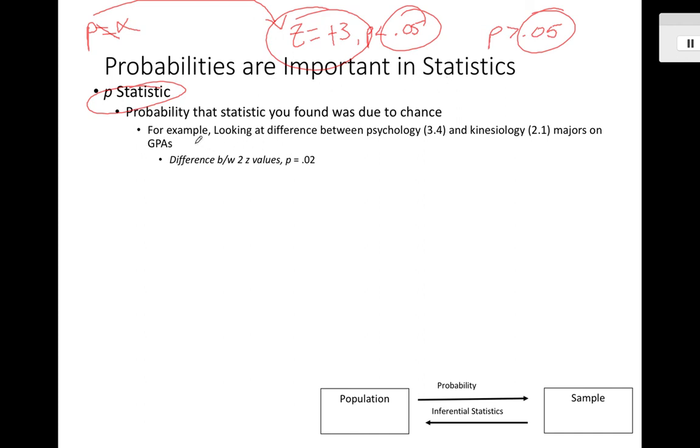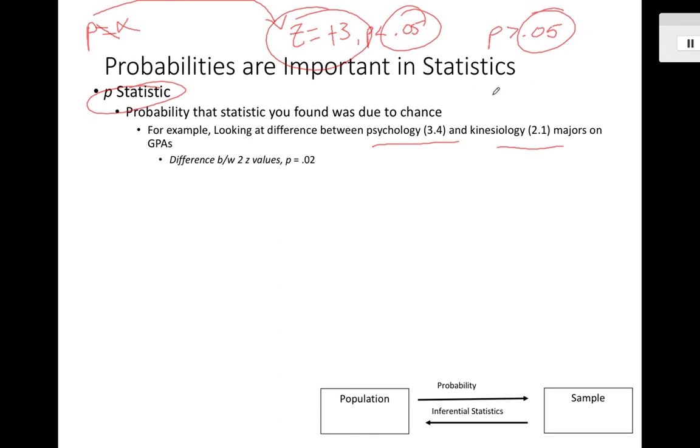So let's set up a situation. For instance, you may look at something like the following: looking at the differences between psychology and kinesiology majors on their GPAs. And one of the things that we may do is look at the differences between those two z-scores. So we may create a z-score looking at the difference between psychology majors and kinesiology majors.